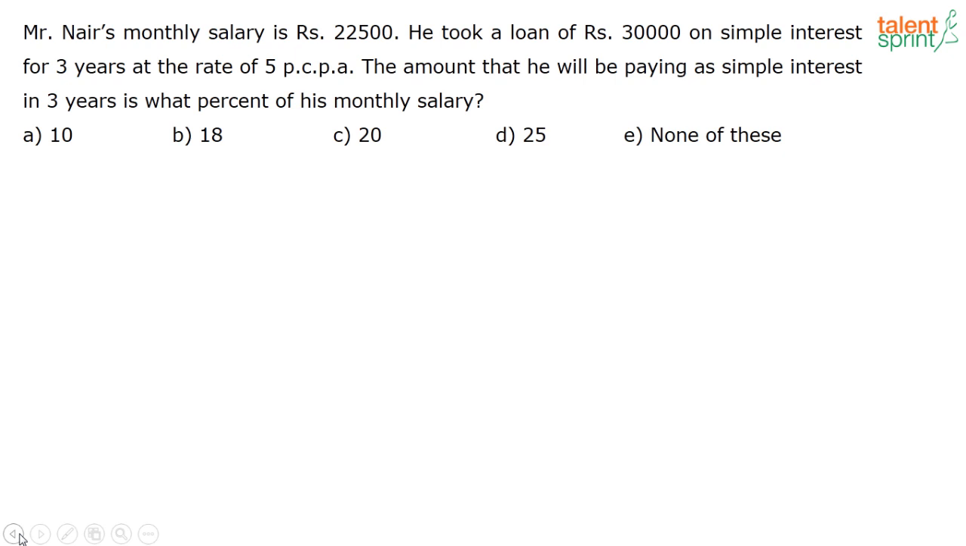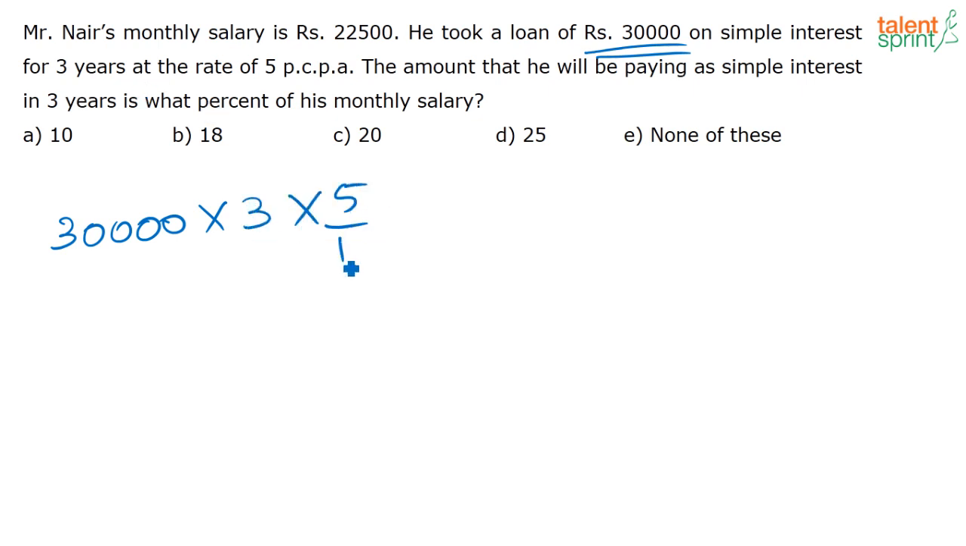So, what is given? This person is taking a loan of 30,000, correct. That is the principal at simple interest for 3 years. T is 3, rate of interest is 5 by 100. So, that is going to be the interest that he is going to pay in 3 years because he is taking it at simple interest. This is equal to 3 3s are 9, 9 5s are 45, 4,500. That is his interest.